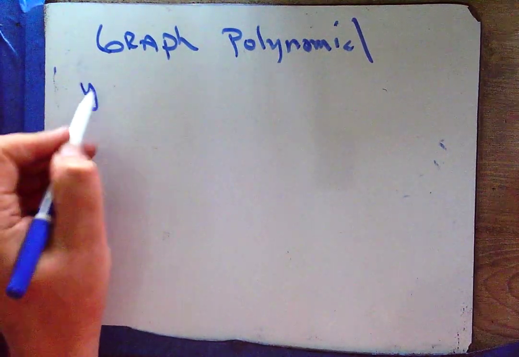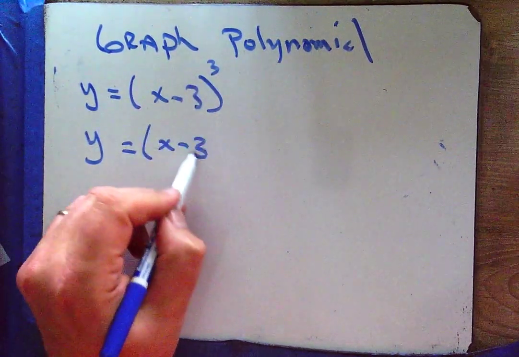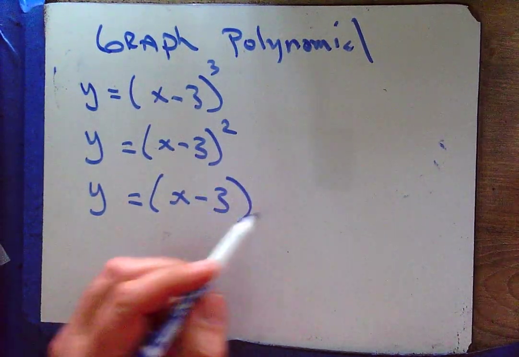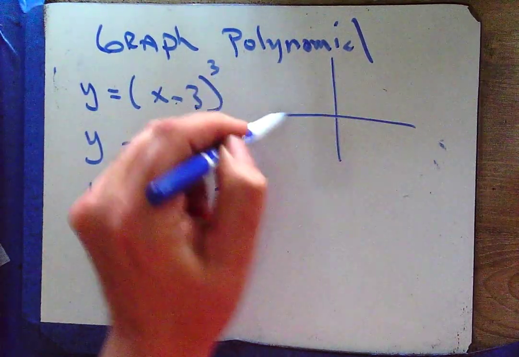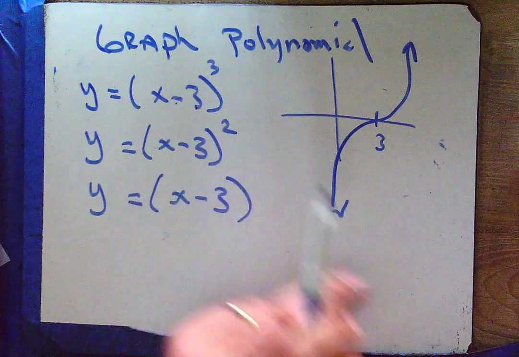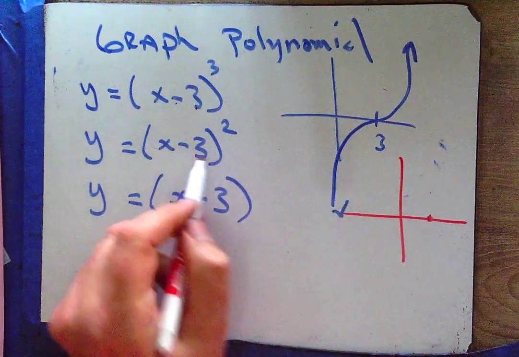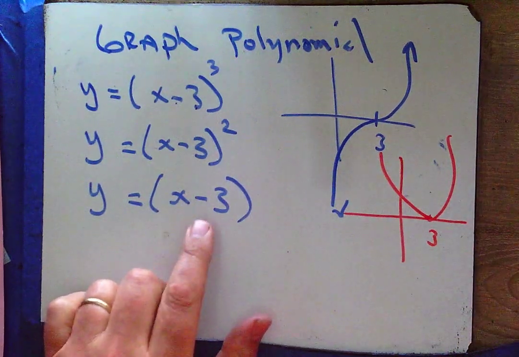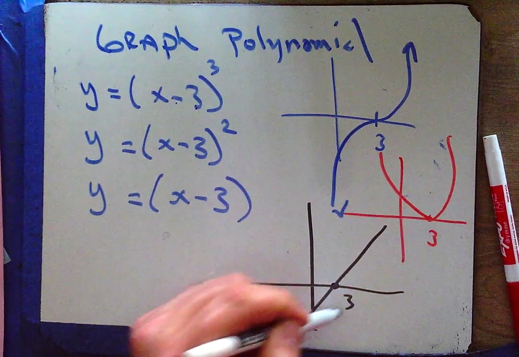I'd like to consider the following graphs. Y equals x minus 3 to the third, y equals x minus 3 squared, y equals x minus 3. Okay? Think about what they look like. Think in terms of transformations. The x to the third graph has been shifted right 3 places. Or here, the x squared graph has been shifted right 2 places. I'm sorry, 3 places. And here, I see the x to the first line has been shifted right 3 places.